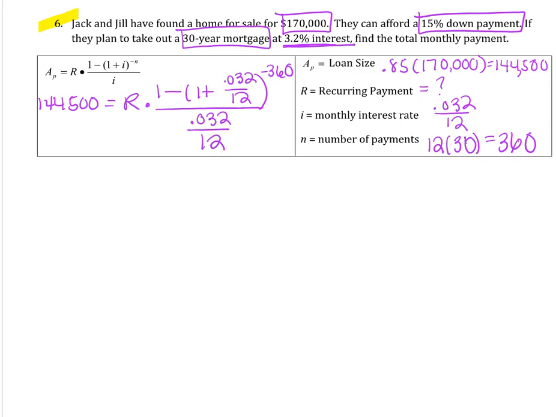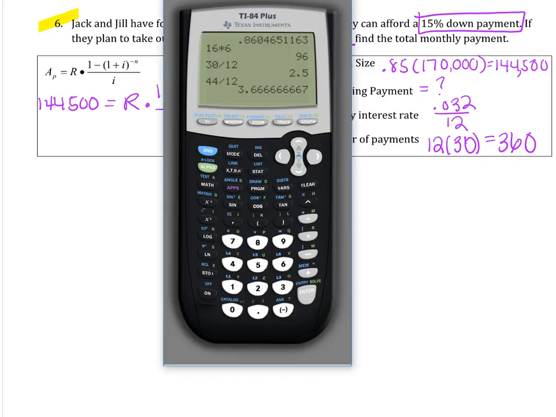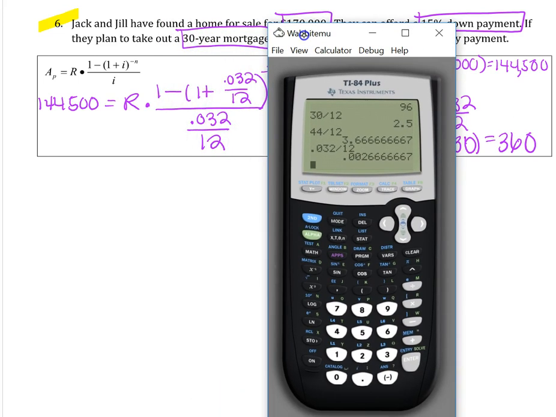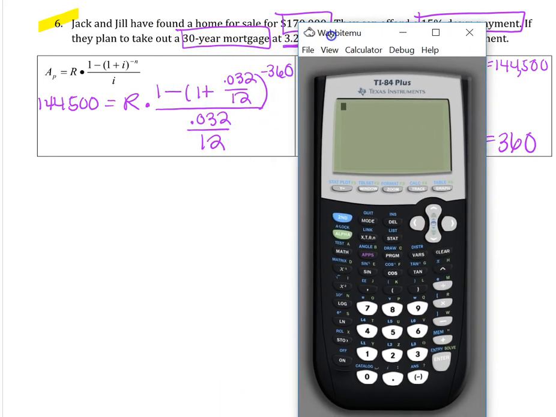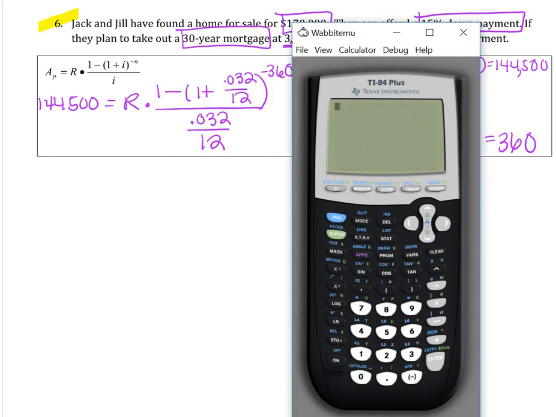Now, you'll notice that I'm leaving that i in fraction form. That's because if I do 0.032 divided by 12, I'm going to get a non-terminating decimal. And that's not going to be as accurate as I like it to be. So I'm leaving it in fraction form. So in my calculator, I'm going to go ahead and plug in the right-hand side. And since I don't have alpha y equals on my calculator, because this isn't a newer model, I have to do the numerator first, then divide by the denominator. So this will take a minute.